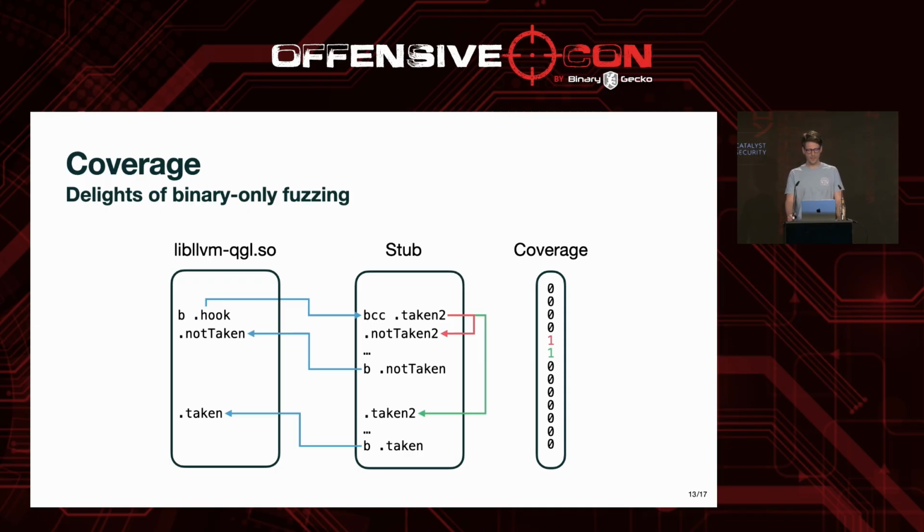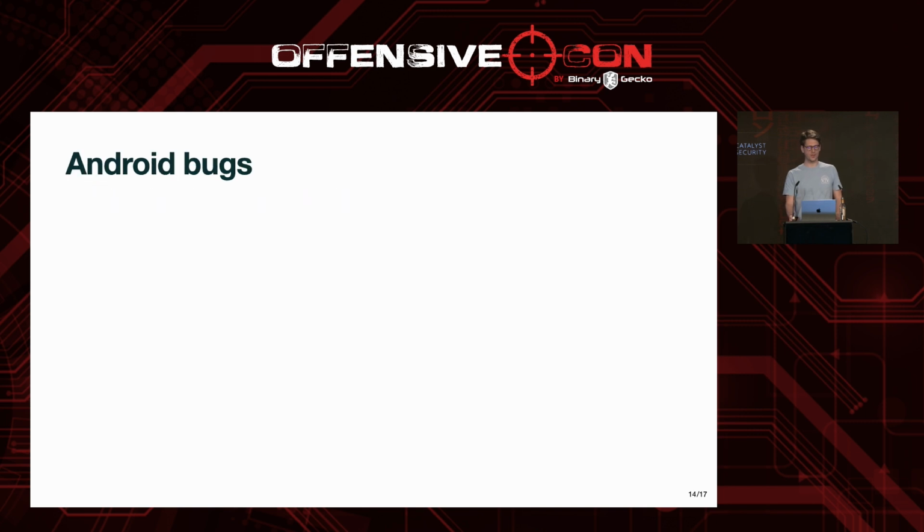Now, coming to the results of this, I've been deploying this fuzzer with my caveman-style coverage instrumentation on two devices, as mentioned, one of the Pixel devices and another device with an Adreno GPU.